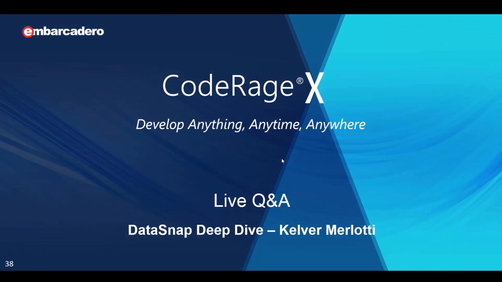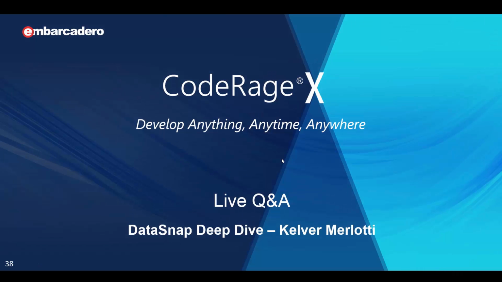Let me see if there's any other. Rob is asking about XML support instead of JSON. Well, I don't think there's a native way to answer requests using XML with DataSnap. Of course, you can define your method as a string and fill the function result with your XML, but as far as I know, there is no way to give a response in XML.